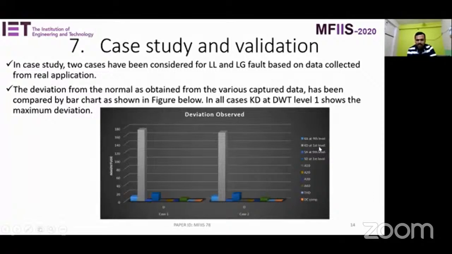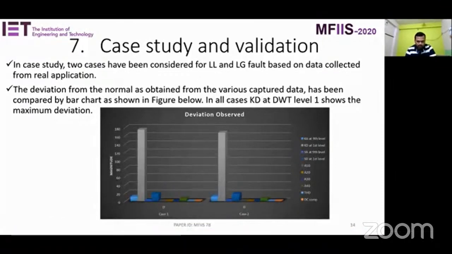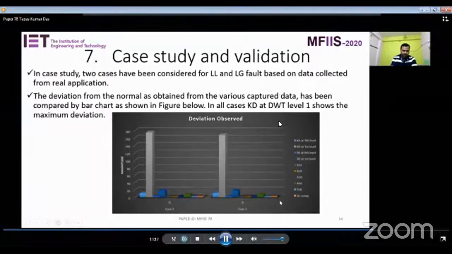That means KD at level 1 is the highest for both cases, and we have also shown the other parameters, K, SA, SD, A10, A20, A30, A40, TSD, and DC components, at a glance for two different cases, case 1 and case 2, by this figure.